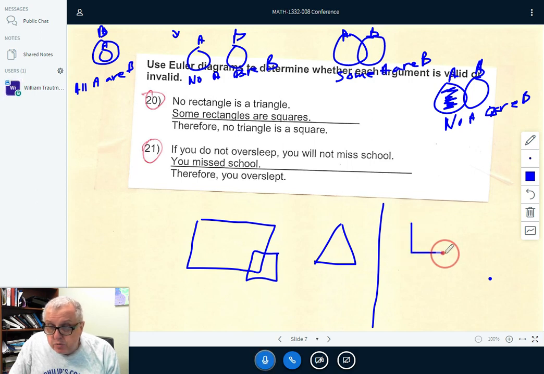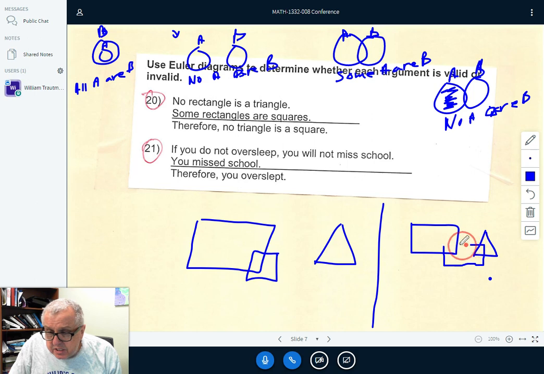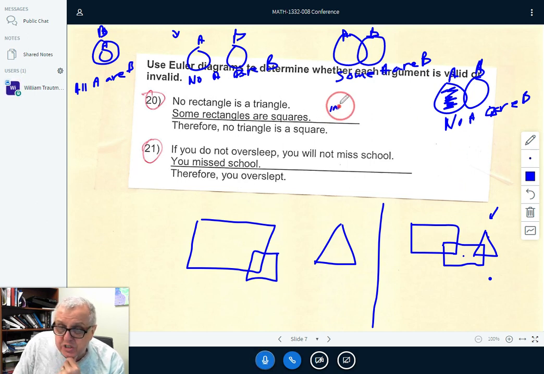No rectangle is a triangle. We did this. Then it says some rectangles are squares. So if I put a square in here and it comes this far, do you see squares can be in triangles because I can draw it that way. Some are in here, so some are, therefore no triangle is a square. However, in this picture, triangles and squares match up. So this statement is actually invalid.